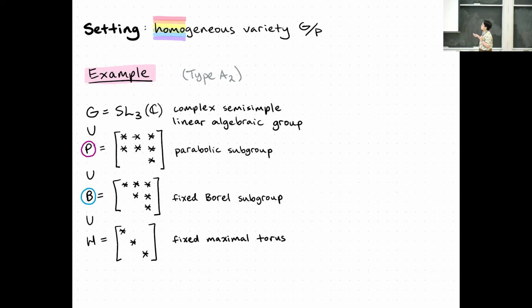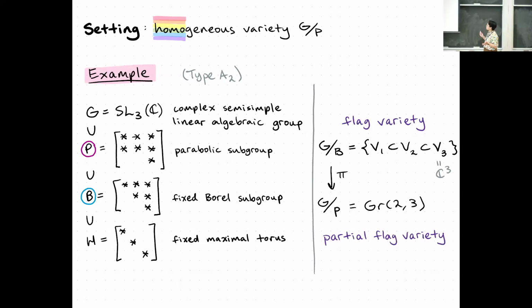And so we can think about what happens if you take a quotient G mod B or G mod P. If you take a quotient G mod B, you get the flag varieties. A flag variety is the set of nested vector spaces, like V1, a one-dimensional vector space contained in a two-dimensional vector space, which is contained in a three-dimensional vector space, which will be all of C3. You can represent that by a matrix where you have a basis for each vector space.